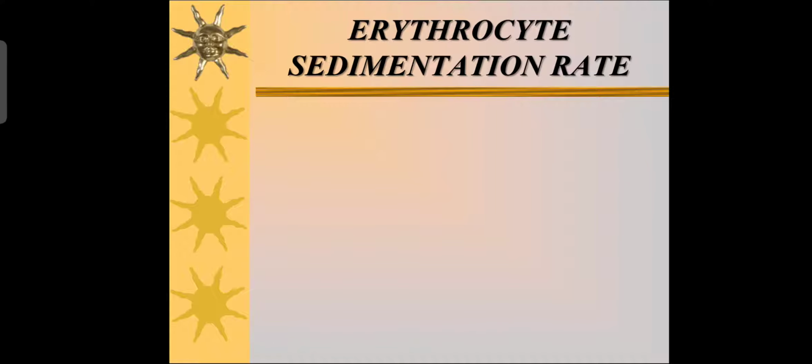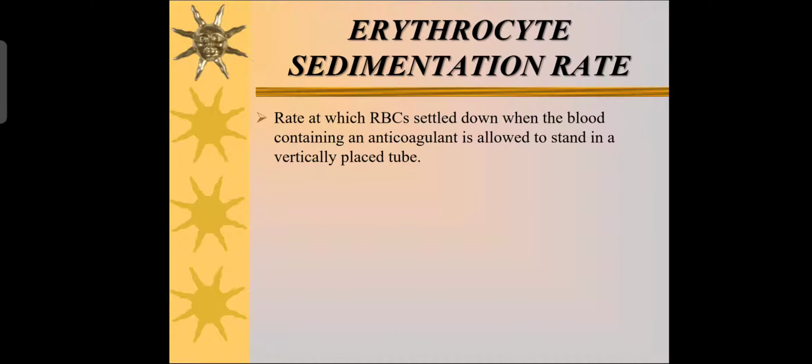Now we see about ESR. ESR is the rate at which the RBCs settle down when blood containing anticoagulant is allowed to stand in a vertically placed tube. So when blood is taken in the tube containing anticoagulant, the RBCs settle down at a rate in the vertically placed tube, that is ESR.